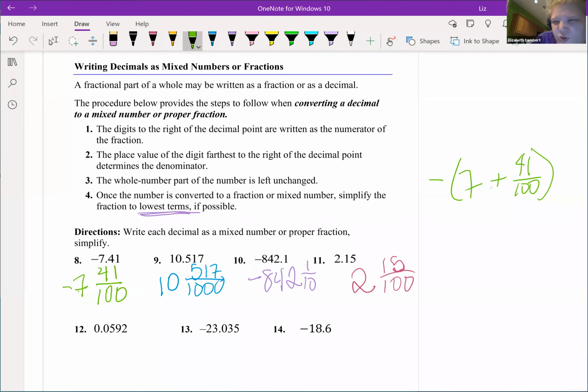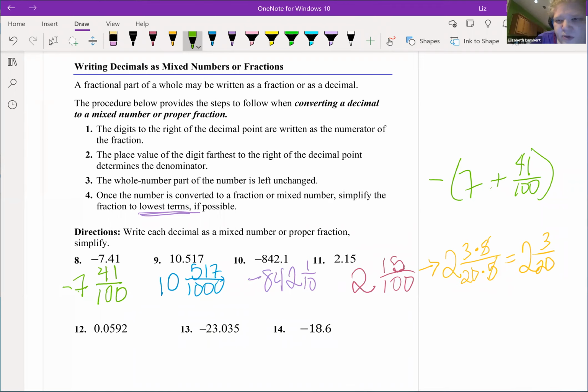Now, sometimes when I'm doing this reduction, okay, here, I'm going to write it the way the book would want me to write it. So we would have 2, 3 times 5 on top, and 20 times 5 on the bottom. And then we would cancel the 5s. And then our final answer would be 2 3/20.